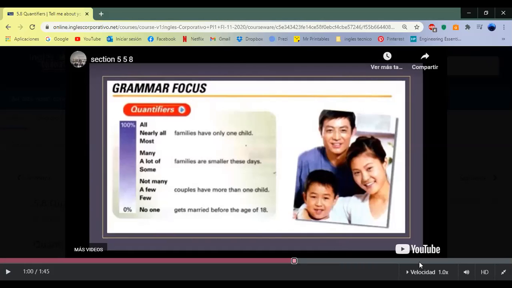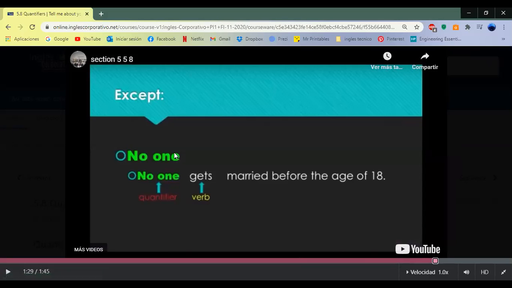Okay, so let's continue. And the last thing that was mentioned on the video was about no one. And it says that this is an exception. When we have no one, we're going to have the quantifier, that is no one. Then we're going to have the verb. And if you can see, the verb is in third person singular. No one gets married before the age of 18. Okay?